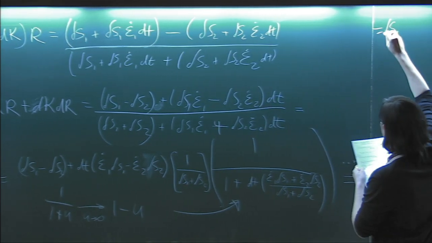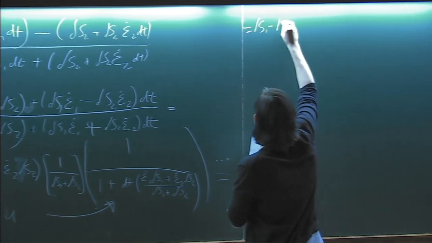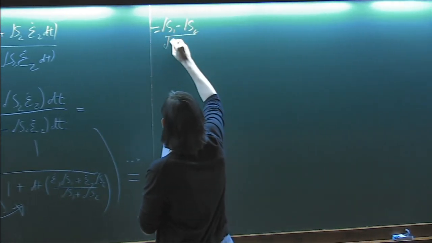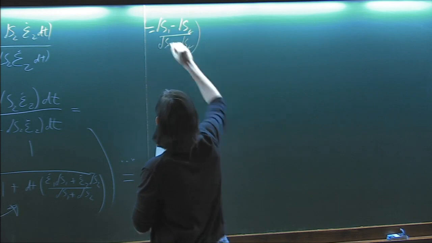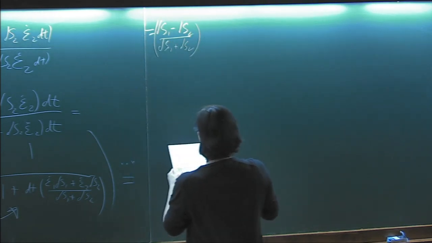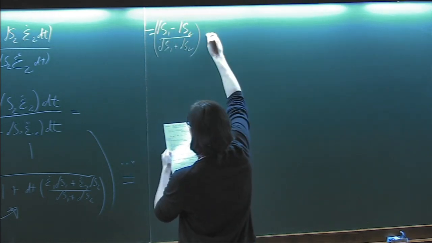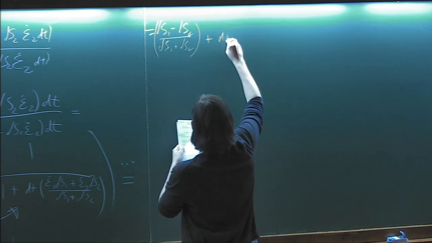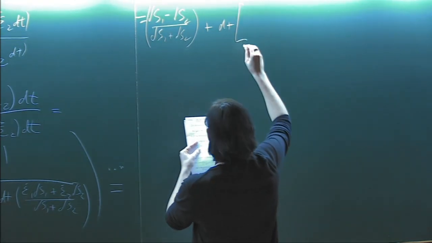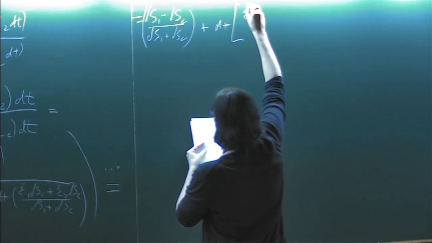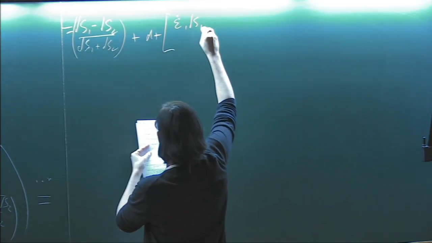Delta S, so this equals delta S1 plus delta S2, plus dt of epsilon dot 1 delta S1.